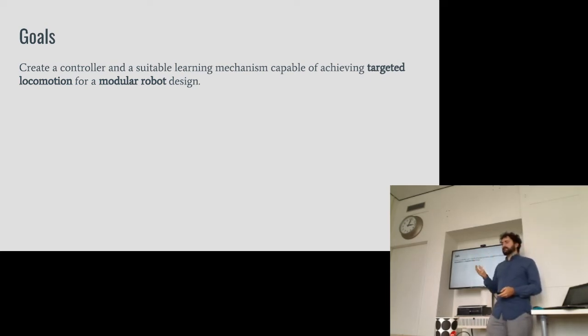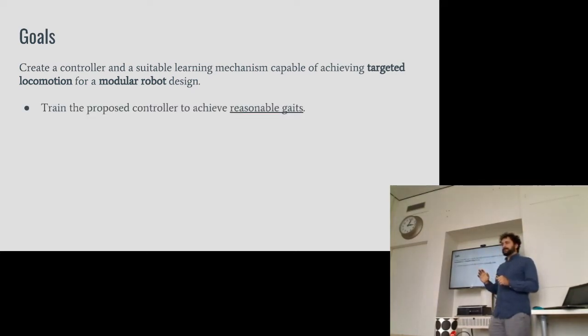The state of the art that we have right now is just making the robot walk in any direction, but not walking to a goal. So we wanted to make it a bit smarter and really make the robot walk to a target. So we define targeted locomotion for a robot that is modular, so we don't know the shape of it. It can be different modules combined in different shapes.